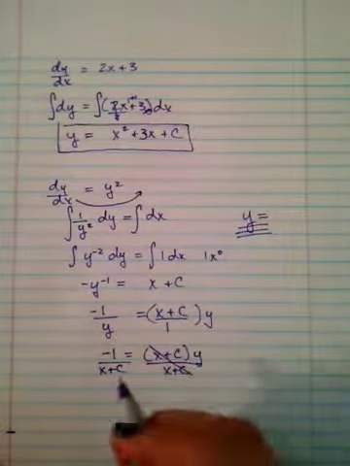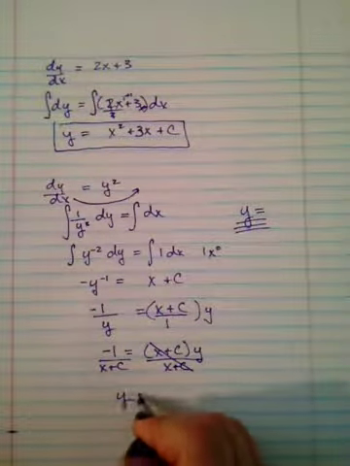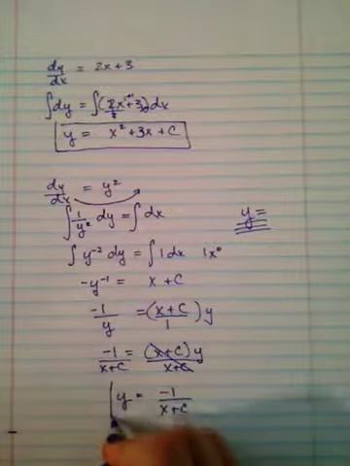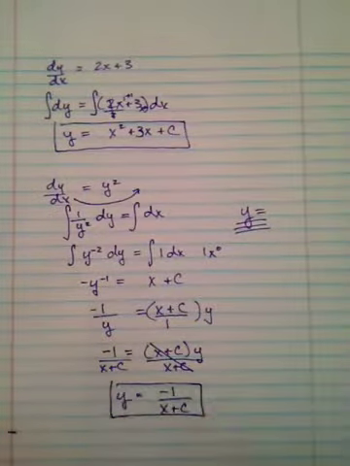That cancels out, and I'm left with the solution of y equals negative 1 over x plus c, where c is some constant of integration.